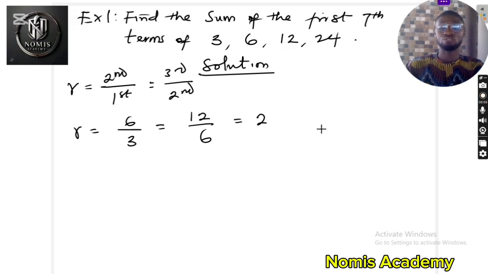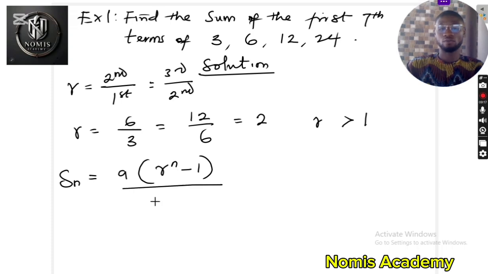Now that the ratio, that is R, is greater than 1, what formula of the sum of GP will I use? That is correct. Sn is equal to A, open bracket, R to the power of n minus 1, close bracket, all over R minus 1. So this is when the R is greater than 1. So let us put in our values.